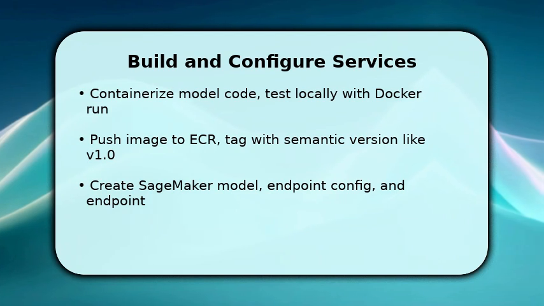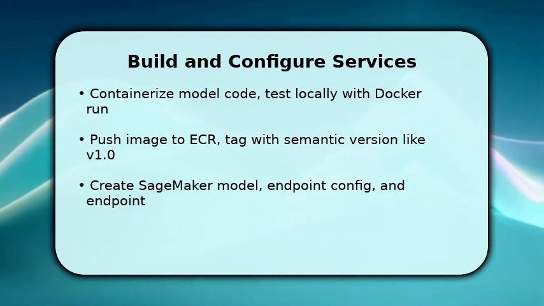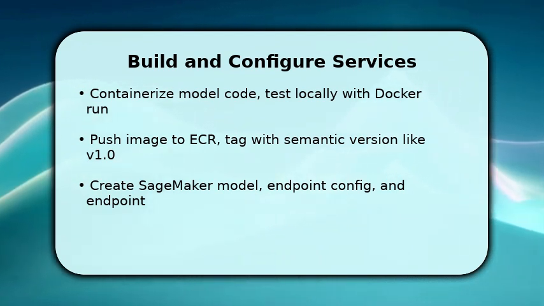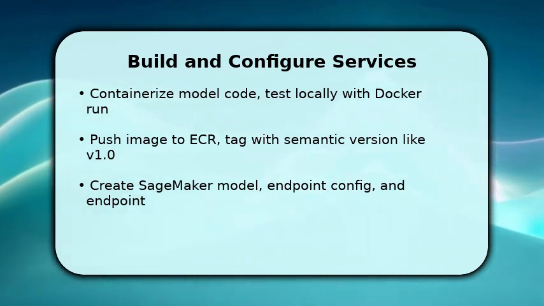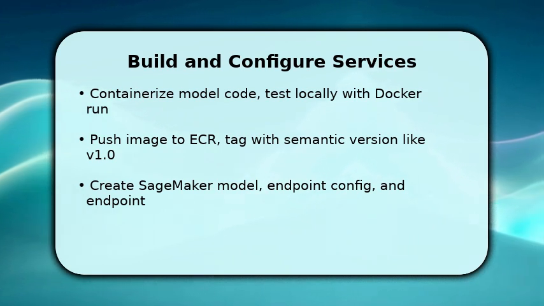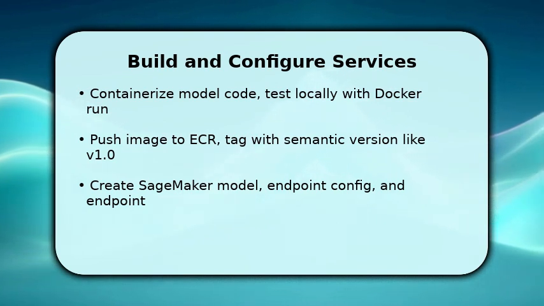Then define a SageMaker model resource pointing to the ECR image. Create an endpoint configuration with desired instance type and auto-scaling, and deploy the endpoint. This sequence wires compute, container, and model metadata together for online inference.